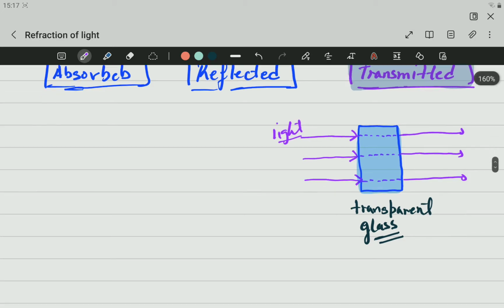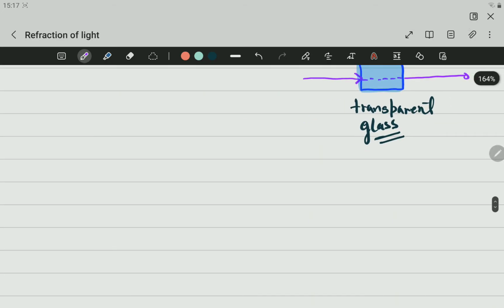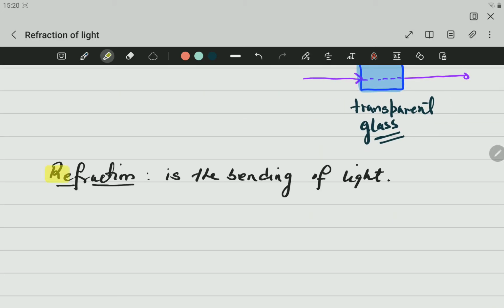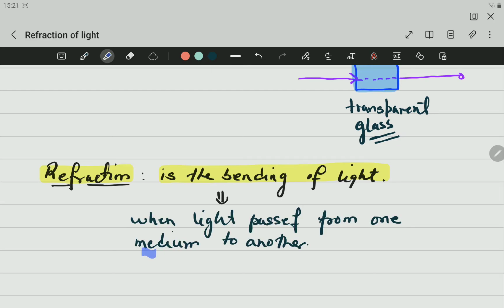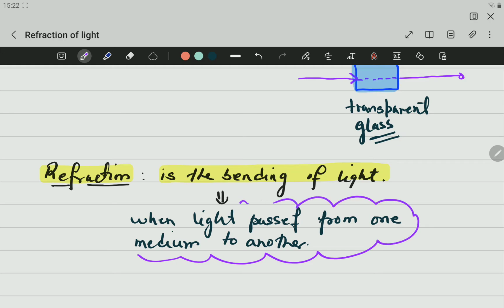So let's write down what refraction is. Refraction is the bending of light. This happens when light is moving from one medium to another medium. We're going to see one example just now.